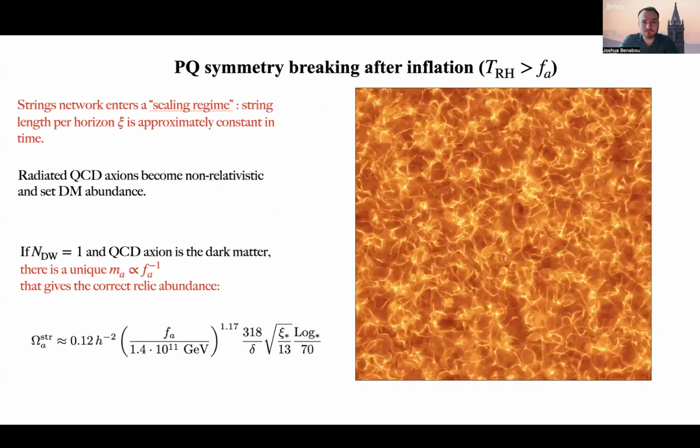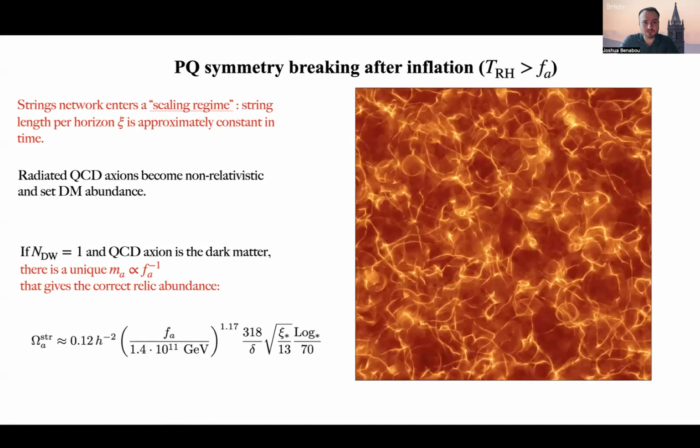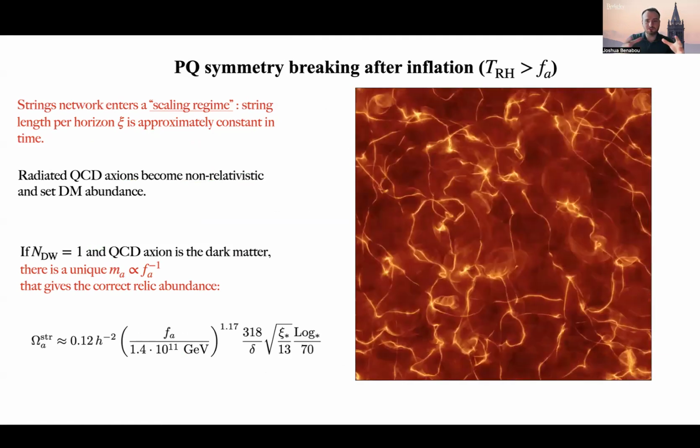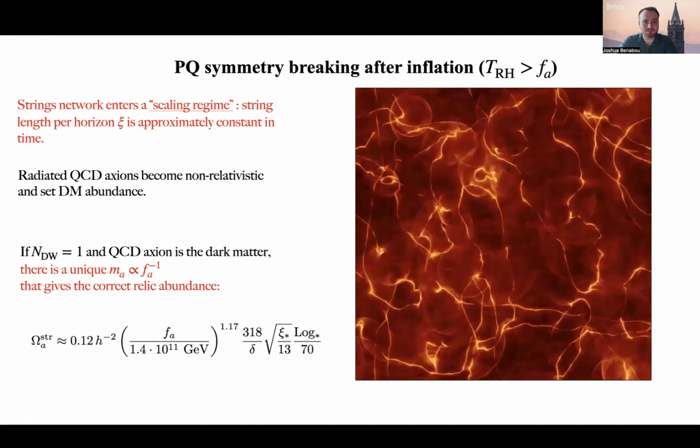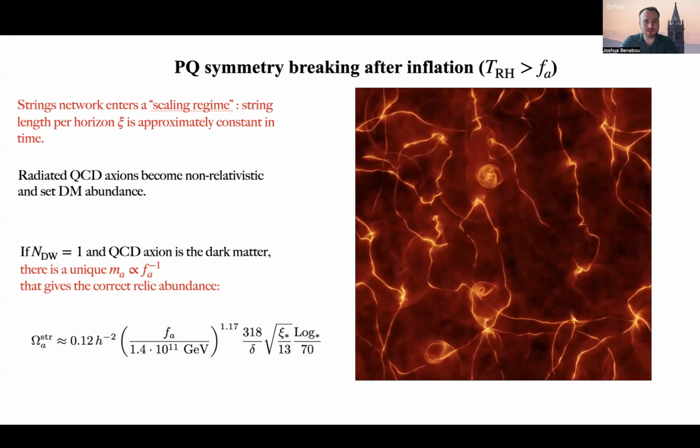After the PQ symmetry breaking phase transition, axion strings form, and as the universe continues to expand, the strings emit axions. Eventually, this network of strings enters the so-called scaling regime, where the string length per horizon, psi, becomes approximately constant in time. The QCD axions which are radiated by the strings eventually become non-relativistic and contribute to the dark matter abundance. If the domain wall number is 1 and the QCD axion is the dark matter, then there's a unique value of the axion mass that gives the correct relic abundance of dark matter.